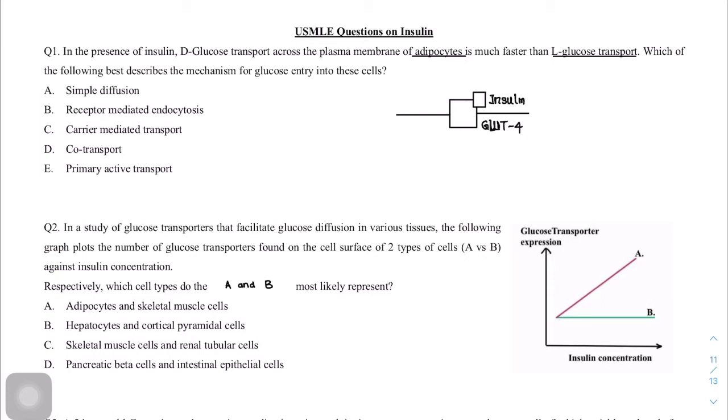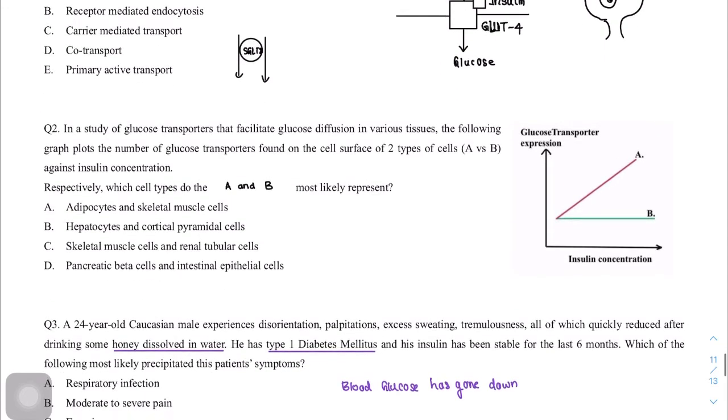So simple diffusion cannot occur because glucose is a polar molecule. It cannot pass through the cell membrane. Receptor mediated endocytosis: we haven't learned anything about glucose being taken up by the cell membrane like this. Next, carrier mediated transport, and this is exactly what happens here. Glucose is transported into the adipocytes by these GLUT4 molecules. Co-transport is in SGLT1 and 2, in which glucose and sodium enter into the cells, and primary active transport is about sodium potassium.